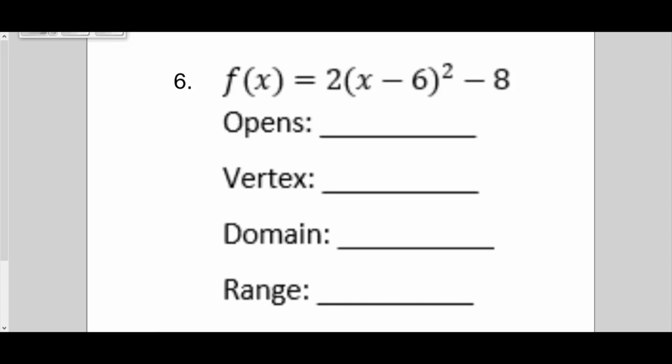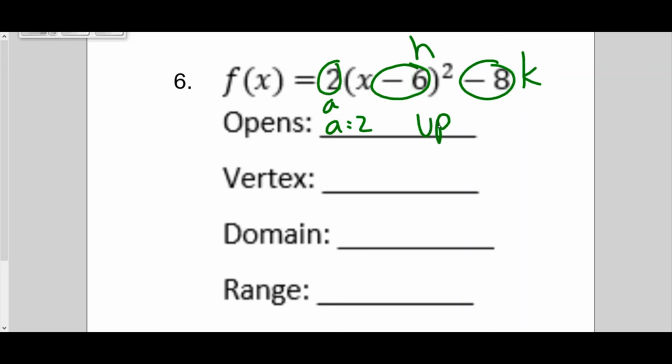So let's look at another one. So I have 2 times x minus 6 squared minus 8. Start by identifying a, h, and k. So here's a, here's h, and here's k. So I know my a value is 2. So since a is +2, this means my graph is going to open up because a is positive. So it's going to do something like this.